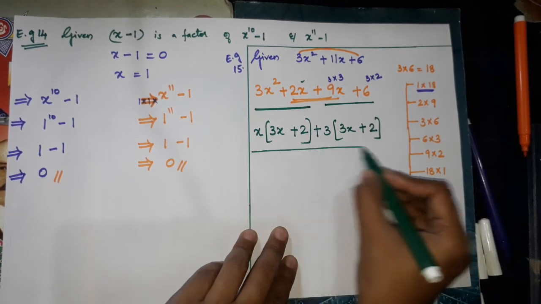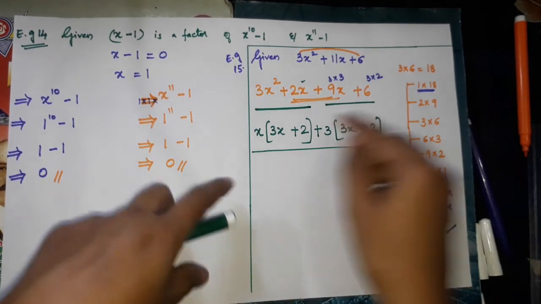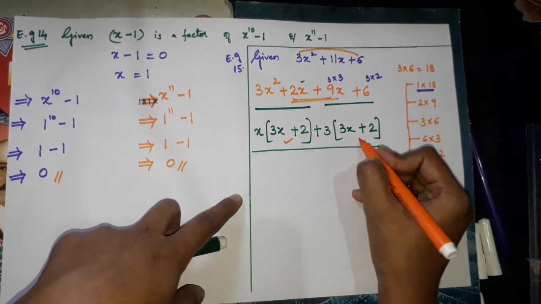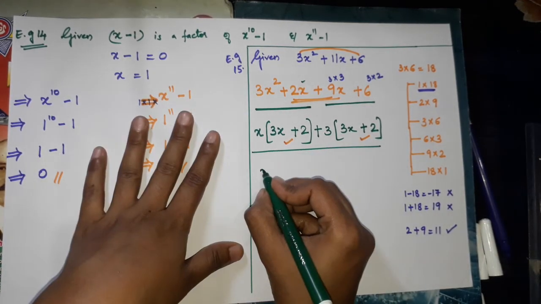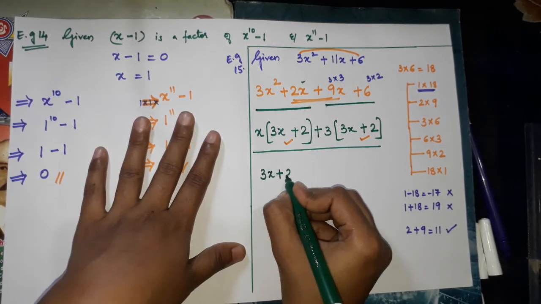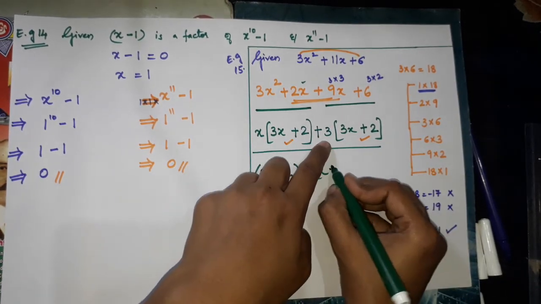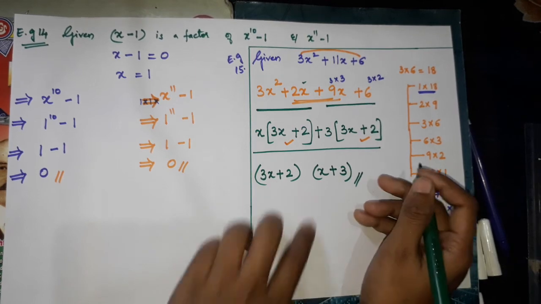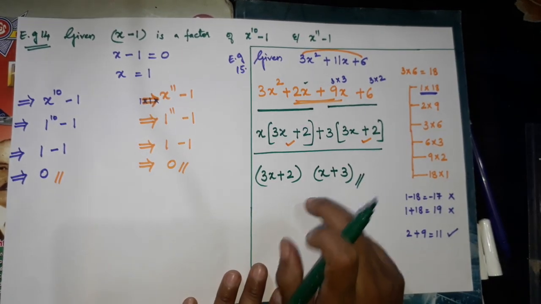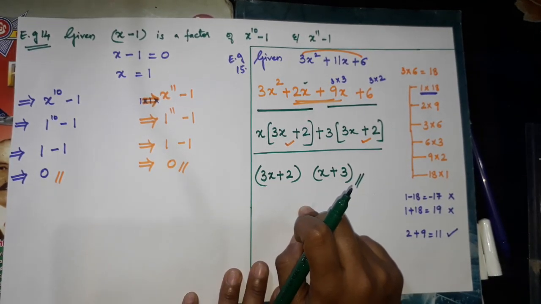Now from all these, what is similar? Similar is this and this, right? So I have to take 3x plus 2. Here what is left? X. Here it is plus 3. You know already, we have done it in our 8th class. Again I have explained in detail.